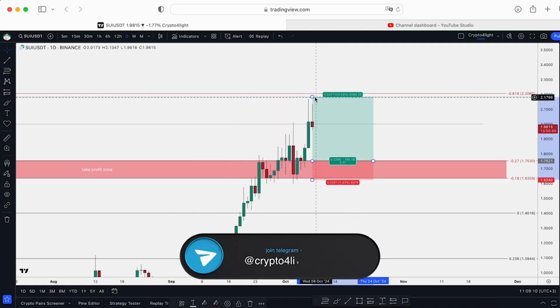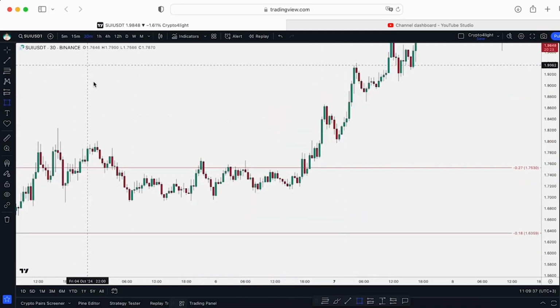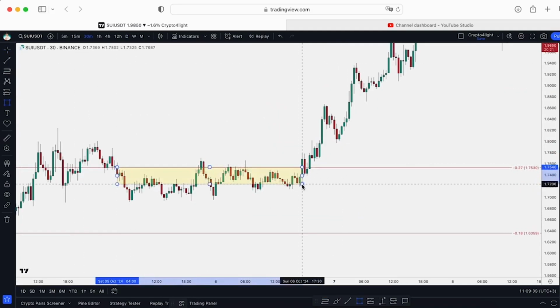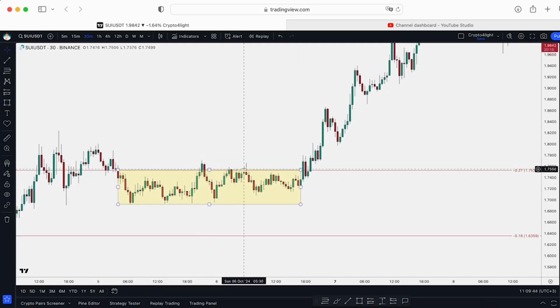7% stop loss, 24% profit. The same story can be on the 30 minutes time frame, for example. Here we identified the range. This is a fake out, drop, fake out, drop. On the next breaking out, we should open a trade.